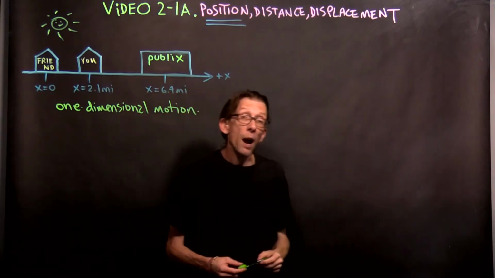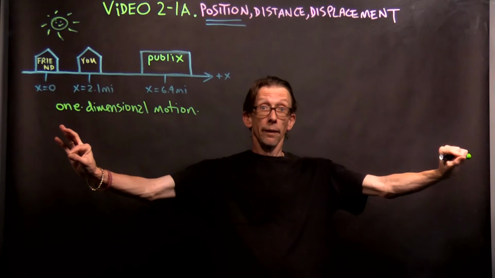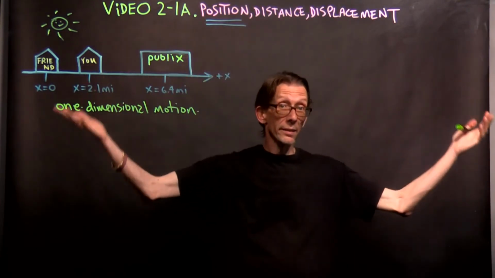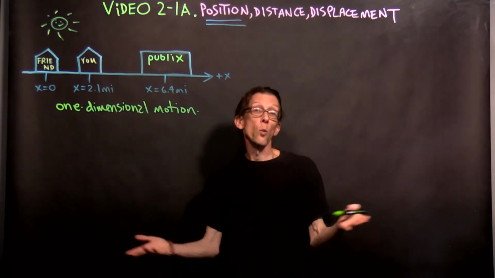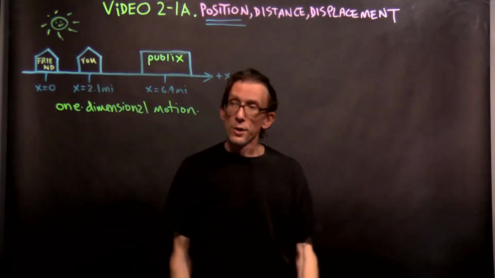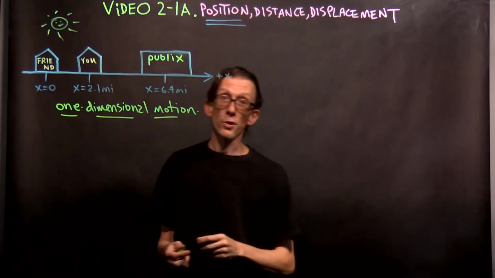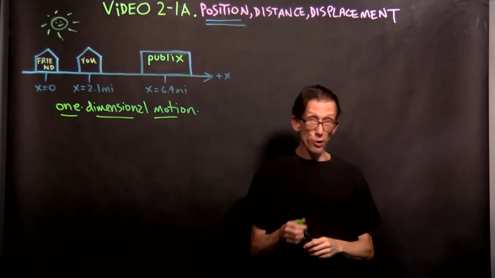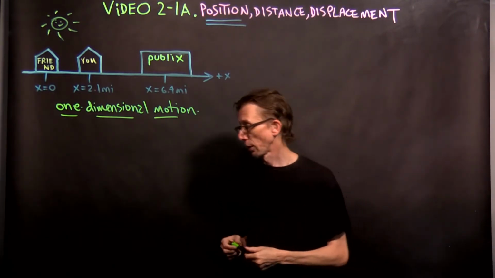And basically, for our money, that means motion along a single line. In this case, we've called that line X. If it was vertical, we'd call it Y, but it's horizontal, so we call it X. But this is really what this chapter is about, one-dimensional motion. All the motion will lie along a single line.